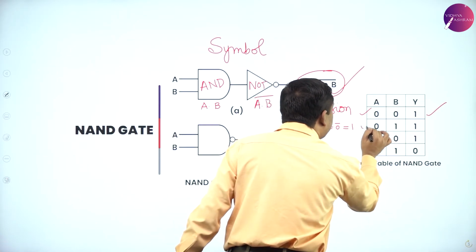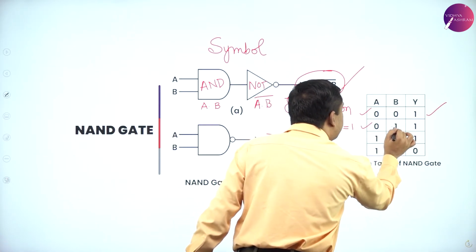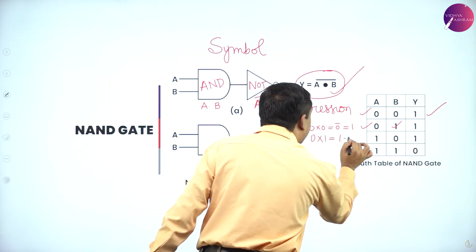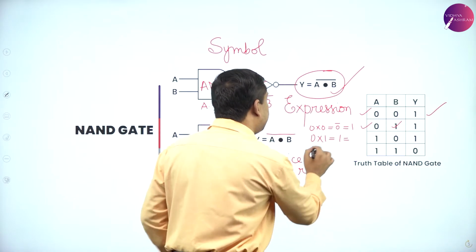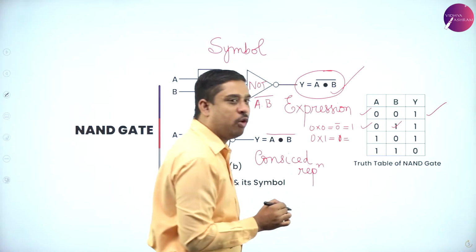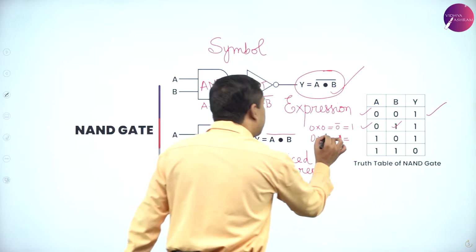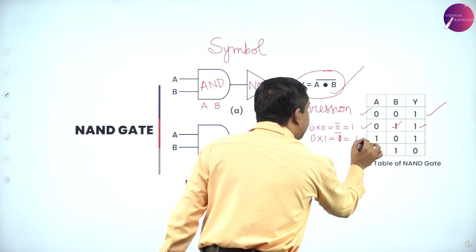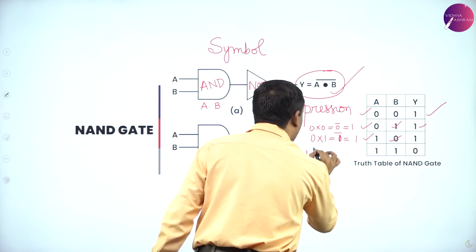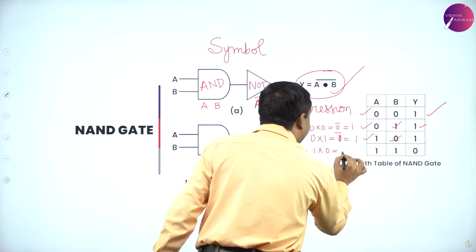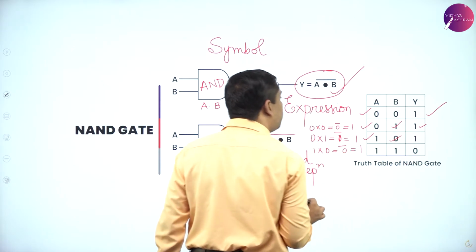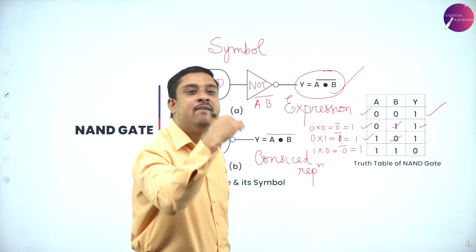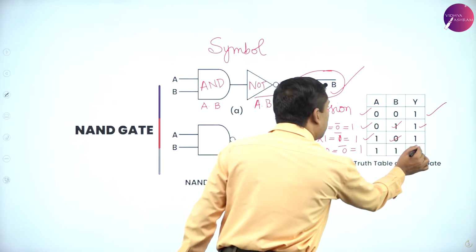0 and 1, A is low, B is high. Sorry, 0 into 1 is 0. Again, the output is complemented, which is 1. A is high, B is low. 1 into 0 is 0, complemented 1. 1 into 1 is 1. Inversion happens. Output is low.